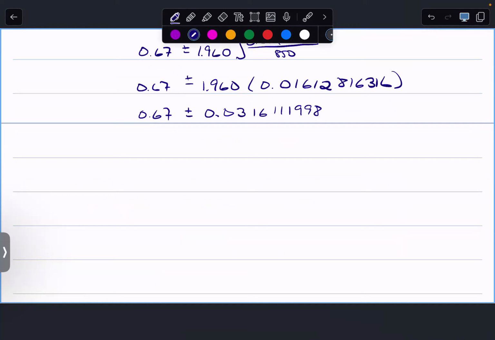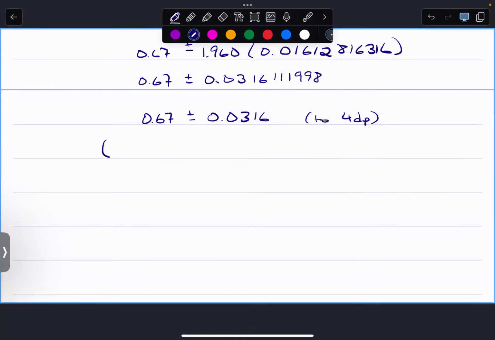Let's round to definitely more than two decimal places. Let's go to four decimal places, right? Because here you have two, let's go out a little bit more. And it makes more sense, 67 point and then two decimal places. That might be nice. So then 0.67 plus or minus 0.0316, to four decimal places, to write our interval. Make sure you do 0.67 minus 0.0316. I get 0.6384, up to 0.67 plus 0.0316, up to 0.7016.